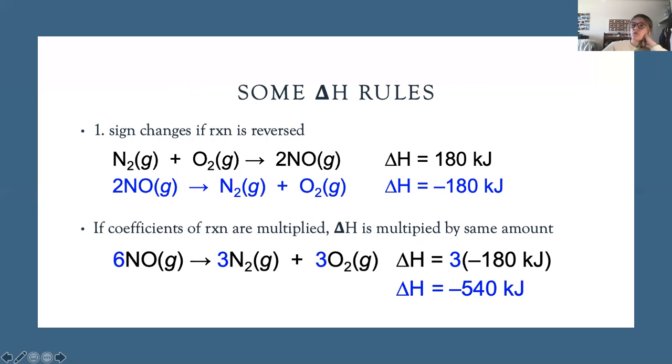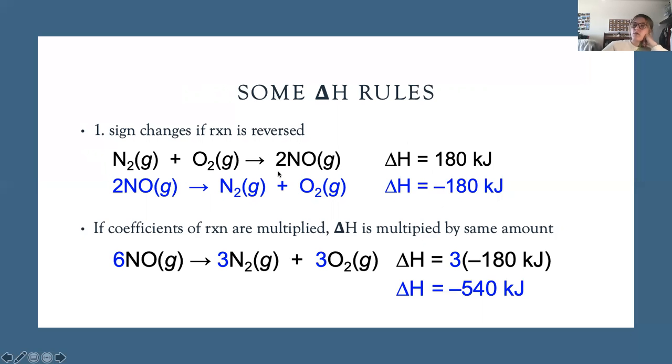So some delta H rules I want to point out that are very important. They come in handy a lot. Your sign changes if you reverse your chemical equation. So let's say you're trying to come up with a product of O2, and this is the chemical equation you're given. Well, obviously the O2 is a reactant on this side right now, not a product. So we could flip the equation to where O2 is on this product side. And in doing so, we just need to switch the sign on this delta H over here.